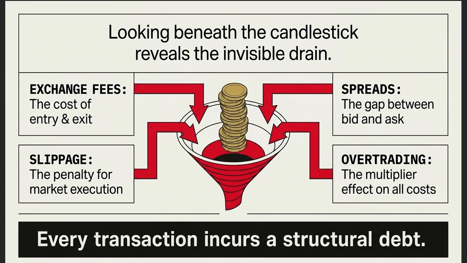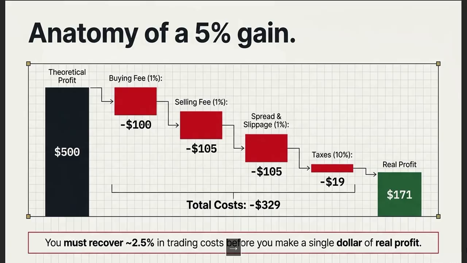Exchange fees: the cost of entry and exit. Slippage: the penalty for market execution. Spreads: the gap between bid and ask. Overtrading: the multiplier effect on all costs. Every transaction incurs a structural debt.